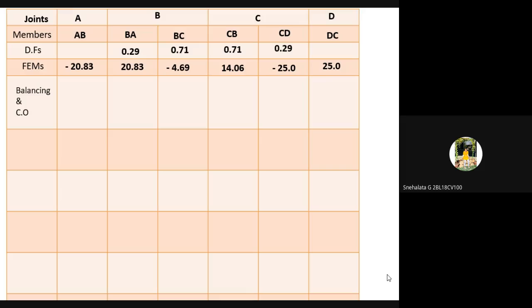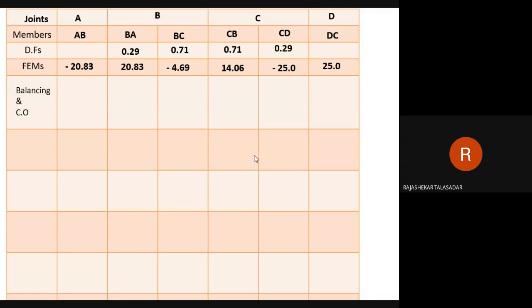What is the balancing moment then? Minus 16.14. The unbalanced moment is plus, isn't it? So the balancing moment will be minus. Plus 20.83 minus 4.69, it is plus. That is the unbalanced moment. Yes, sir. So the balancing moment will be minus of that. Minus of plus means minus. Now, that balancing moment multiplied by the distribution factor of BA, how much?